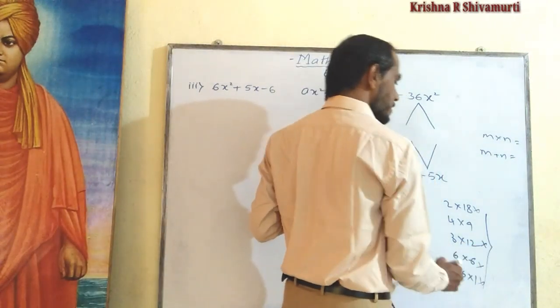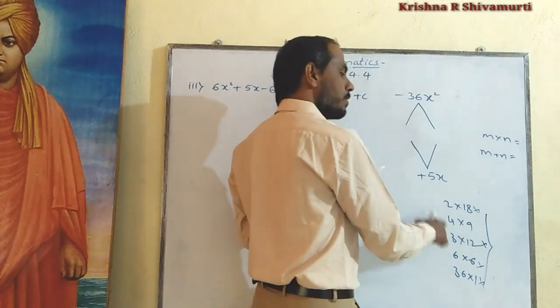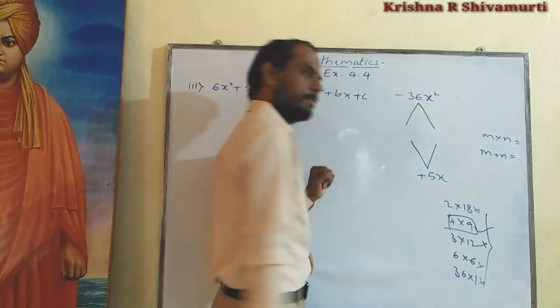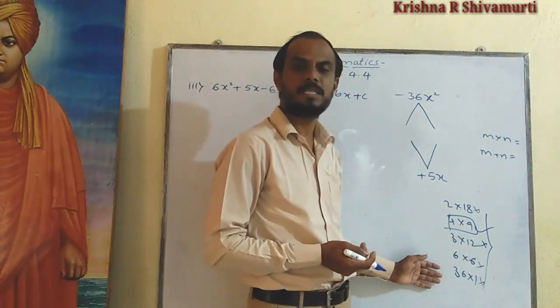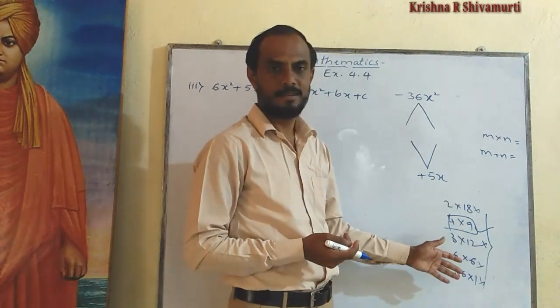Next, what remains? 9 plus 4 is 13, no. 9 minus 4 is 5. Yes, it is a successful pair. It is the one chosen. Students, you don't need to take this much time. You should do all these things in your mind.